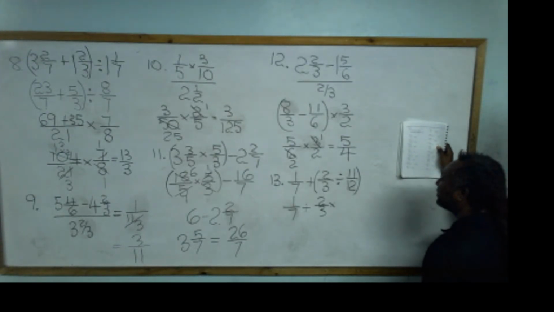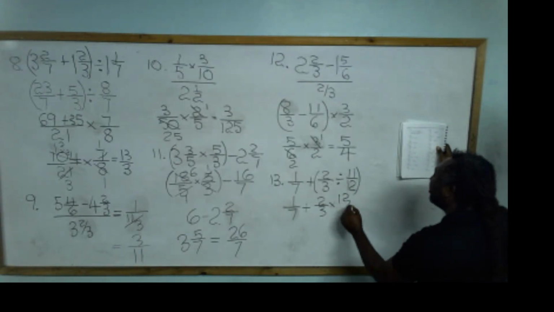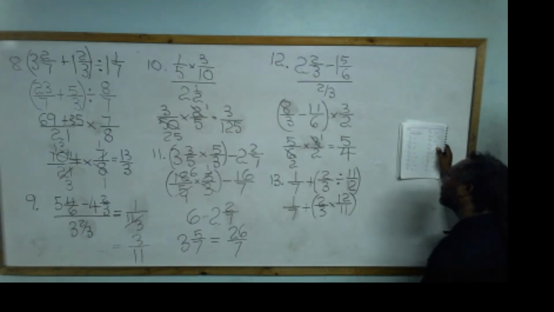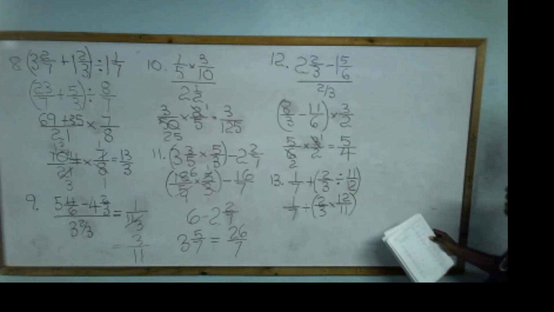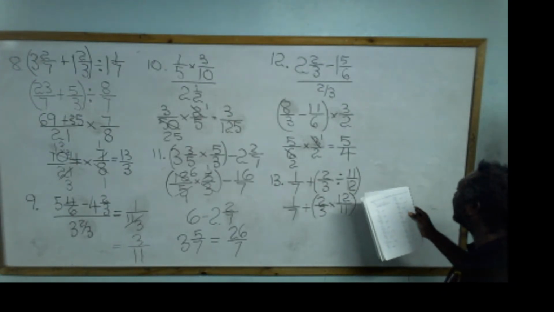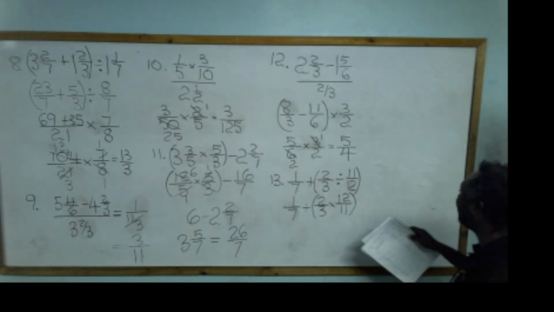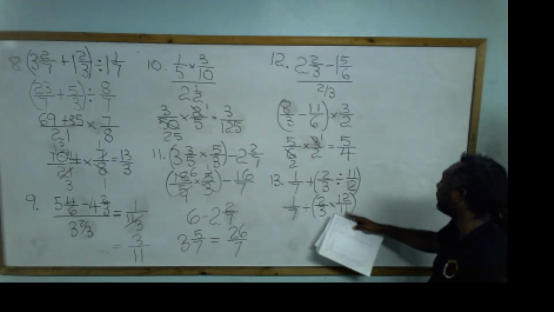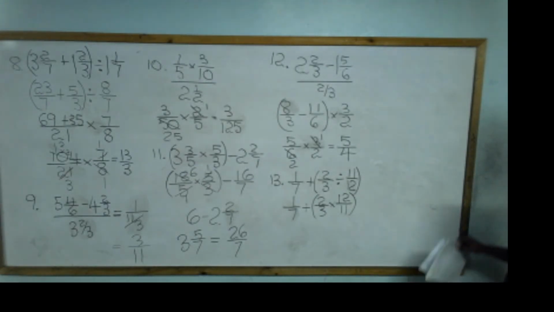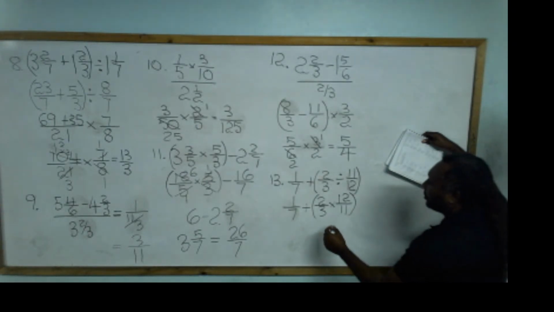Over 12. So it's going to be 12 over 11. So let me have that right: 1/7, 2/3 divided by 11 over 12. So when we are finished, we have the 1/7, the 2/3, and then 12 over 11. Very nice. So what do we say now?